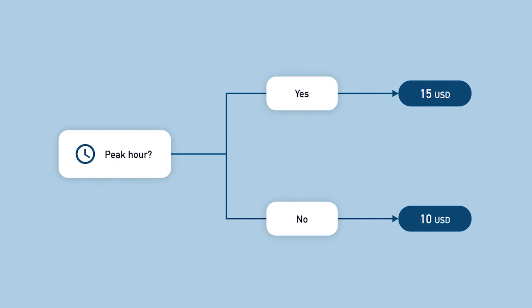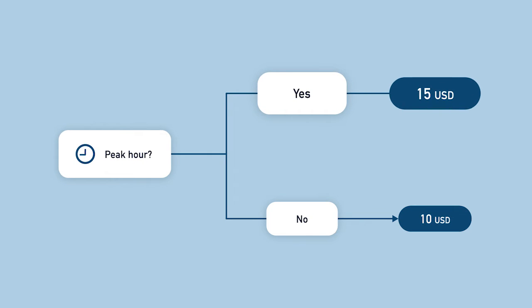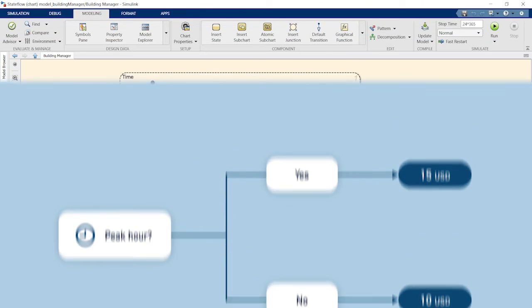Now that we're tracking time of use, we can simply follow a flowchart to determine the current energy cost. Is it currently during peak hours? If yes, then the energy cost would be $15. If no, then the energy cost would be $10. Okay, back to our Stateflow chart.